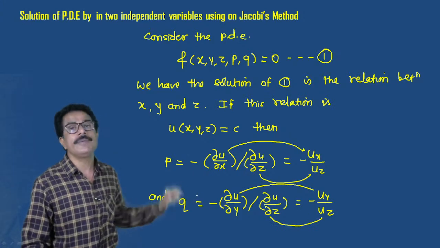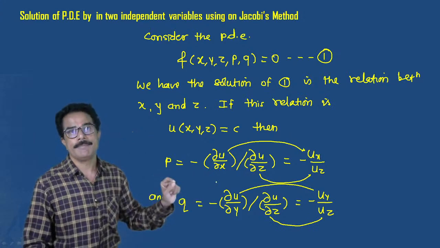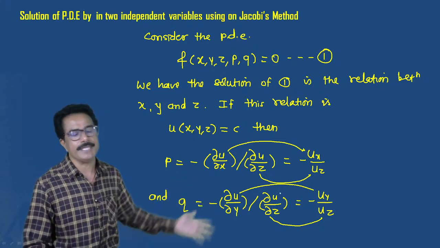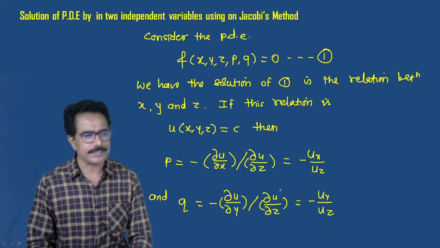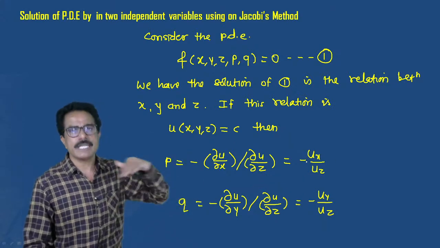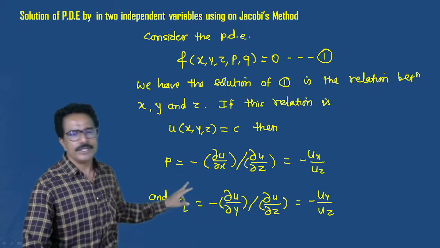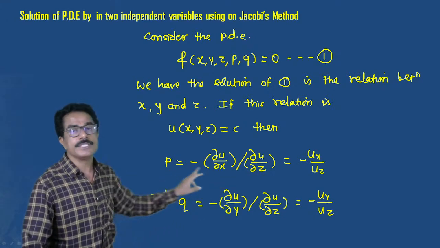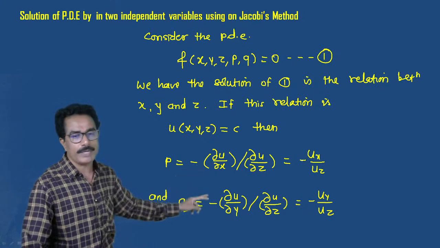Similarly, q means dou z by dou y, but you can write it in the parametric theorem form of the partial differential equation with minus. Sometimes it also comes with plus. Sometimes you can take plus also according to the given condition, but note these two important conditions: we can express p in the form of minus ux divided by uz.